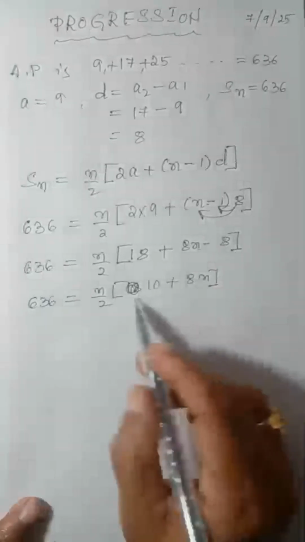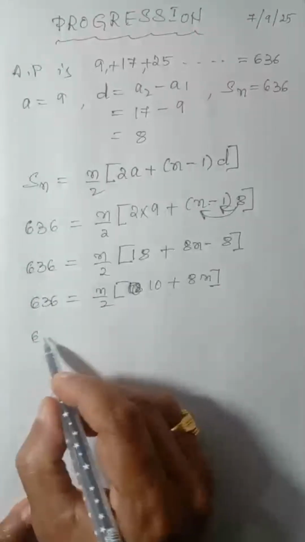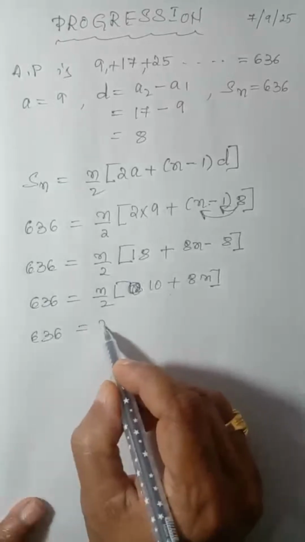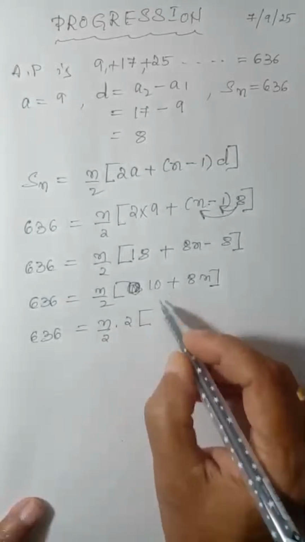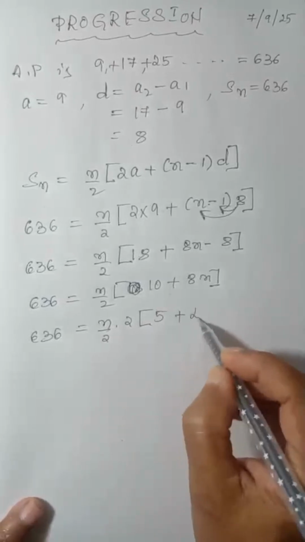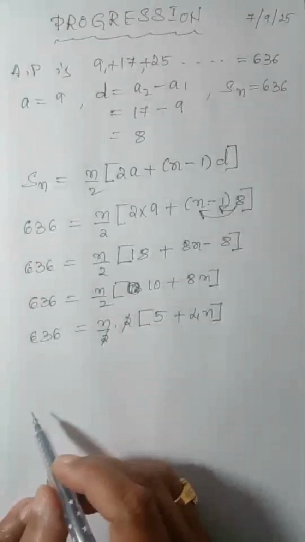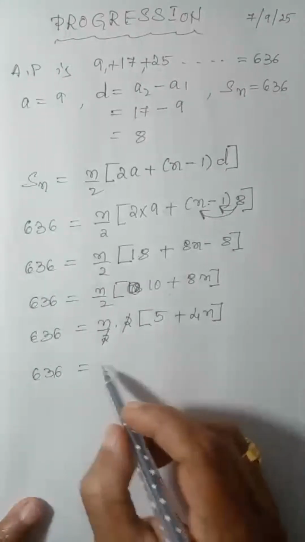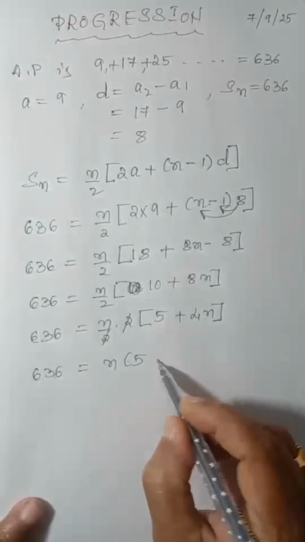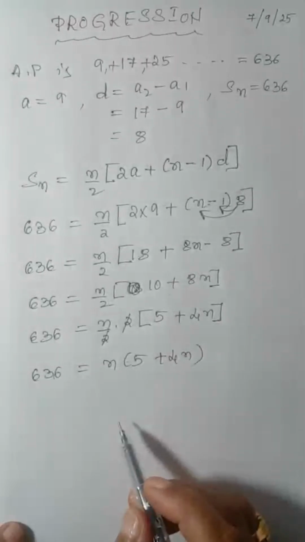Subtract 8 from 18, what are you getting? 10. Here in these two terms, 2 is common, I'm going to factorize the 2. 636 is equivalent to n by 2, 2 is taken outside, inside the bracket 2 fives plus 2 fours n. Now the 2 and 2 are divided. Now after this, I am going to take 636 is equivalent to n into (5 plus 4n).